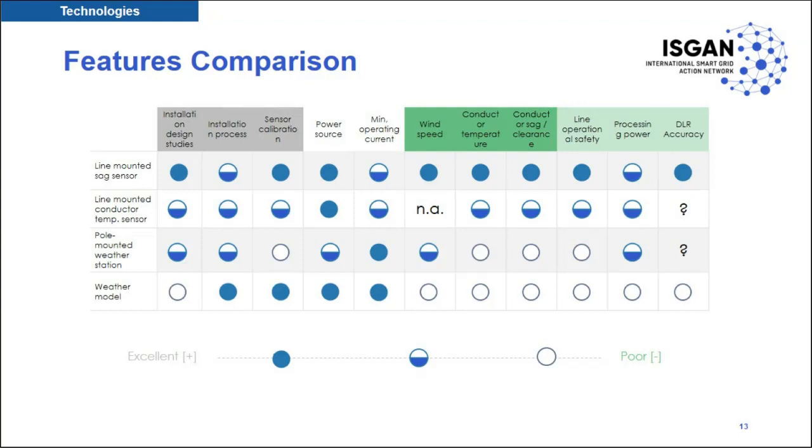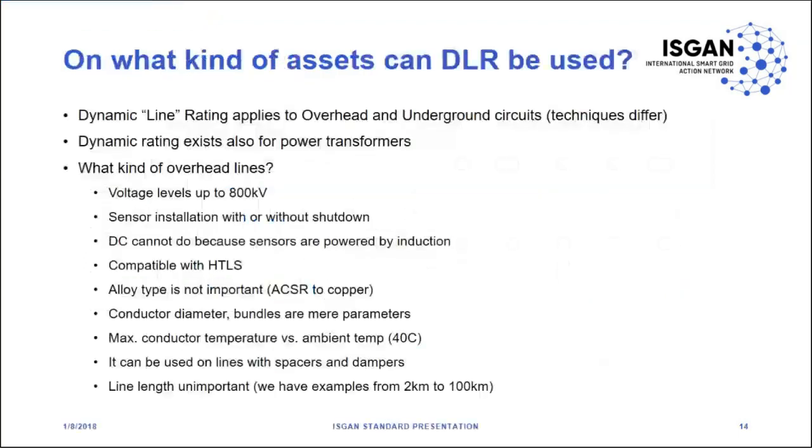After that, to have good quality outputs, you need a certain amount of processing power, and of course you need to be able to check your measurements, your results against maybe field checks or comparisons. So this table is a bit complex to read, but as Fernando said, the presentation and the recordings will be available after the webinar.